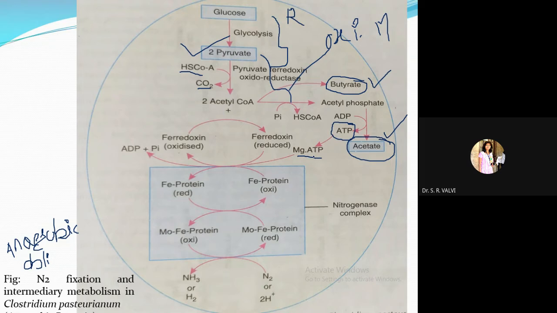Now, when this MgATP comes, this reduced ferredoxin will be converted into an oxidized ferredoxin, right? And this MgATP will again be converted into ADP plus inorganic phosphate. So compulsorily, ATP, which is a triphosphate, is converted into a diphosphate, and Pi means inorganic phosphate. As I said earlier, these electrons are taken up by whom?